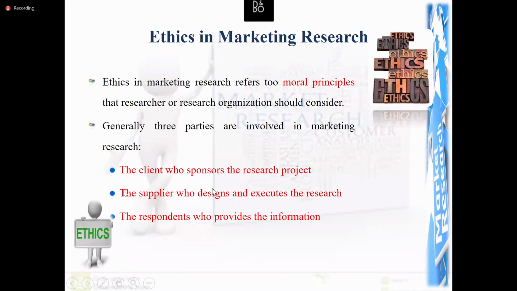One is the client, who sponsors the research project. Because of some organization, we have to conduct the research. So that is the client who has given the task. The supplier designs and executes the research.